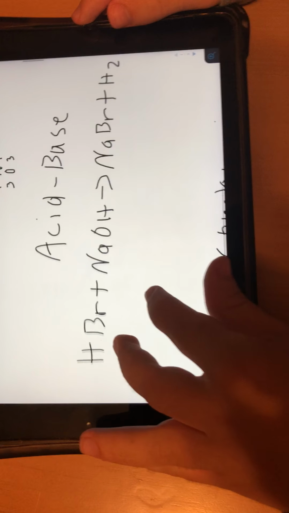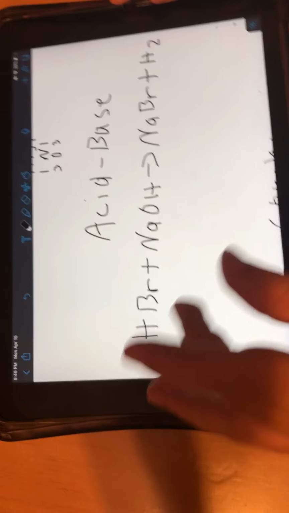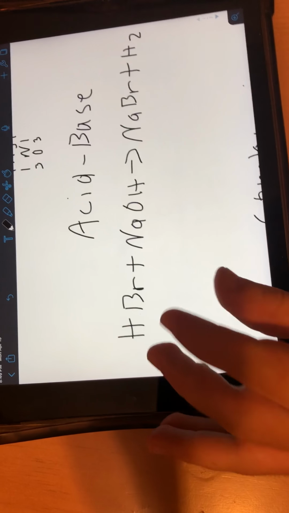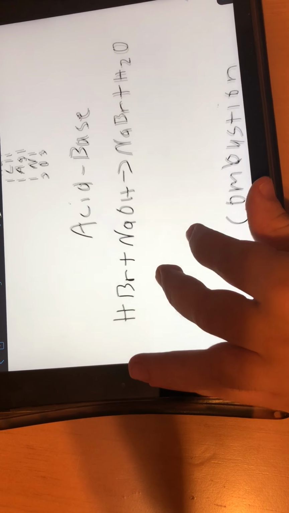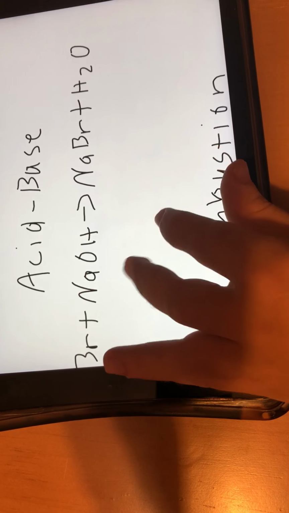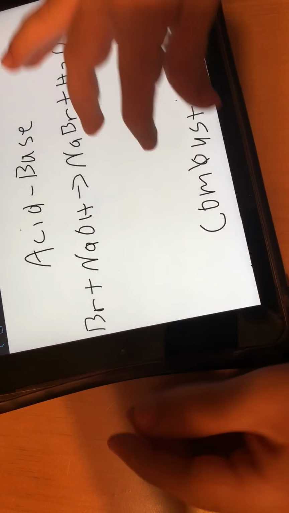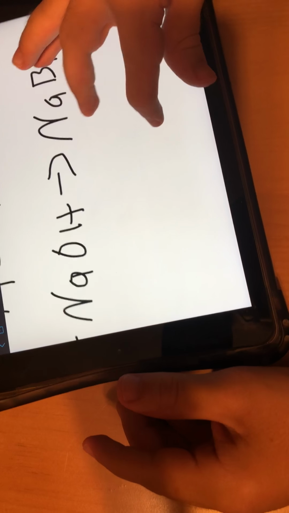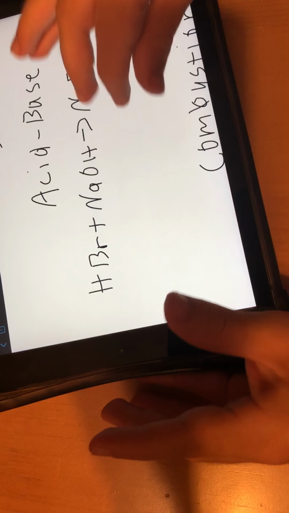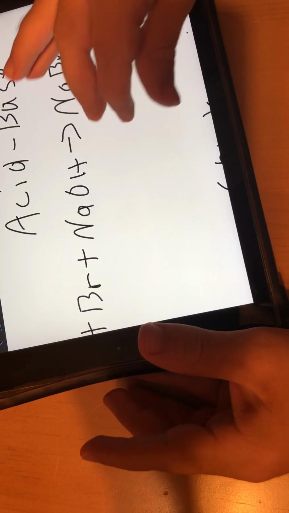Okay. And they're gonna combine with oxygen and hydrogen because you usually have those in an acid-base reaction, and most of the time when you have the O and the H, it's gonna form H2O. So now we're gonna see if it's balanced yet again because every reaction has to be balanced or else stuff goes down.